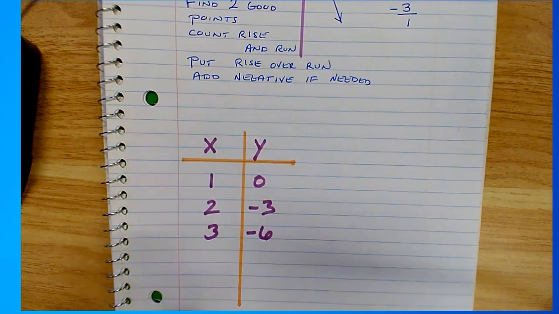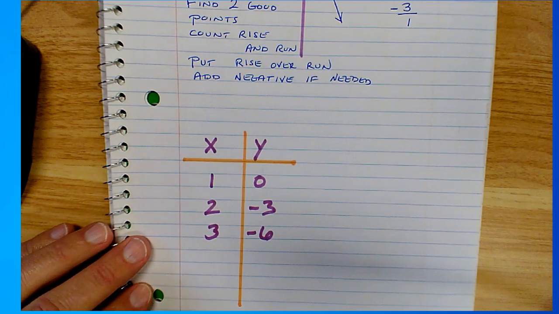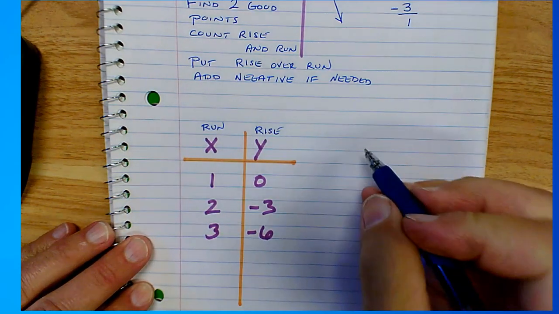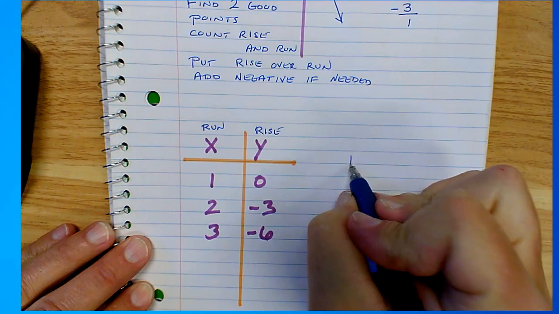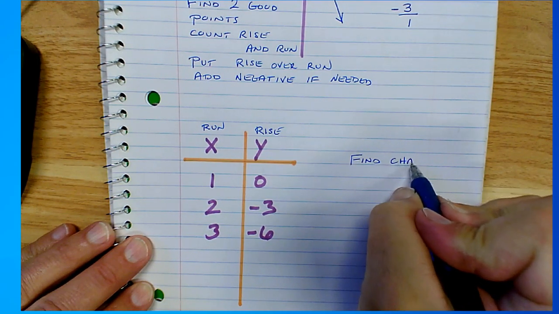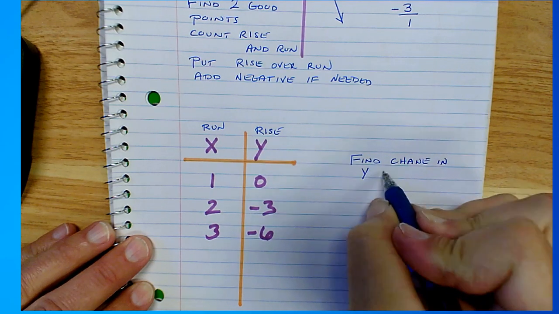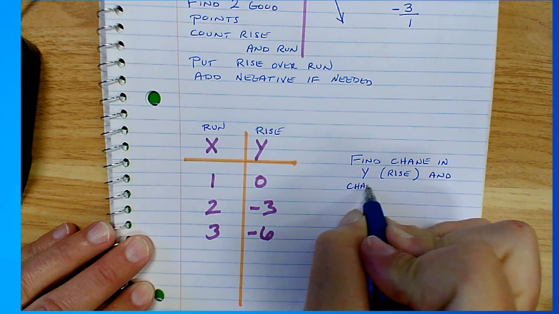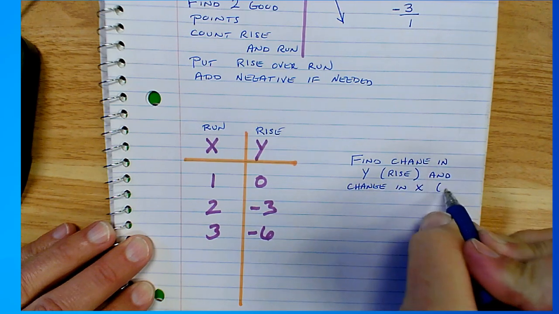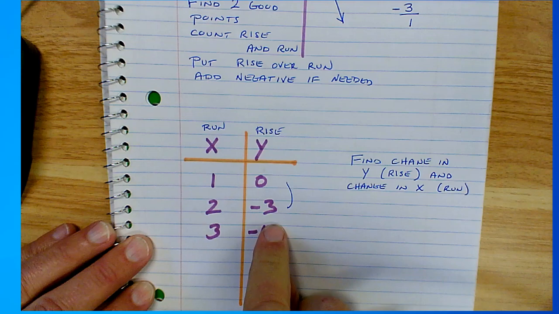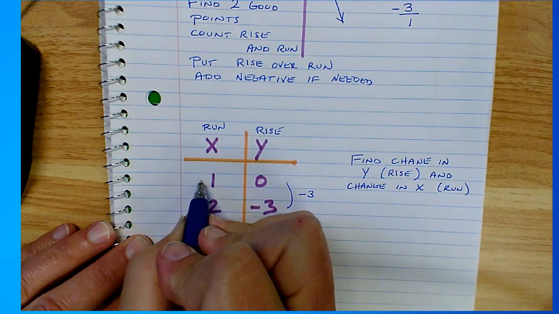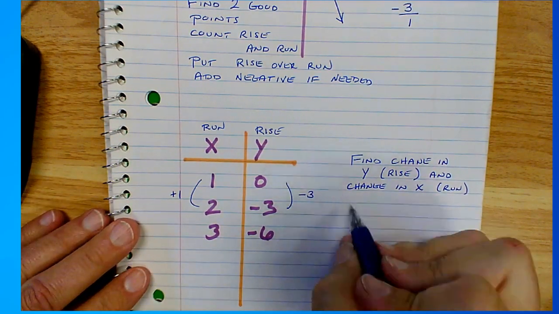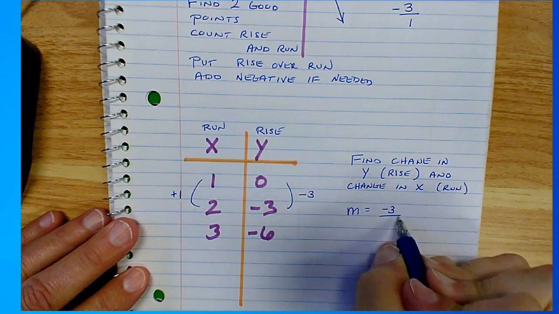We already know that a table and a graph and an equation are all connected. Now we're going to find the slope and the y-intercept from this table. I know that this is the rise and this is the run. So find the rise, the change in y. And change in x. So it was at 0, now it's at -3. There's the -3 on my rise. It was at 1, now it's at 2, so it's at +1. So my slope is -3 over 1, rise over run.